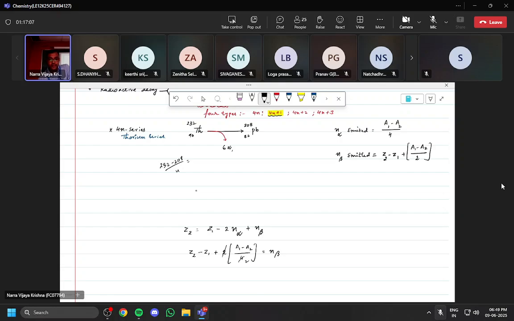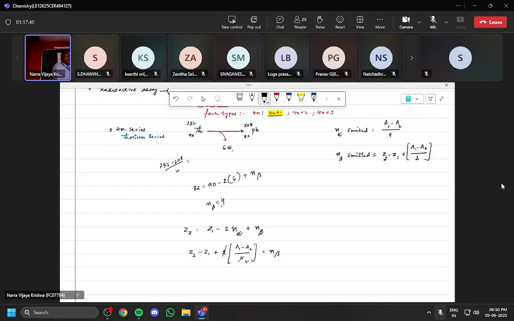Now what you have to write? 82 is equal to Z2, equal to Z1 minus 2 times the number of alpha, 6, plus the number of beta. Correct? So 90 minus 12 is 78. Bring that 78 to this side: 82 minus 78. So the number of beta particles emitted is 4. Correct or not? Check again.